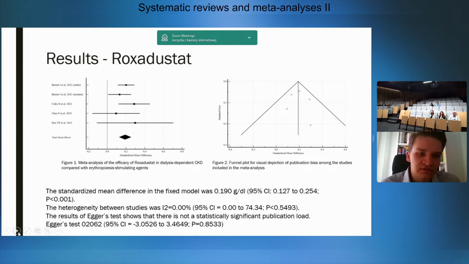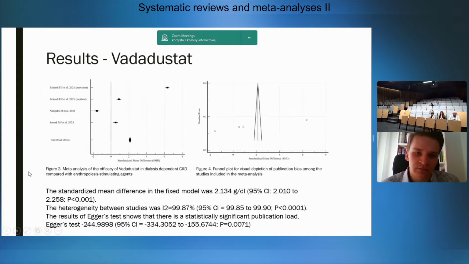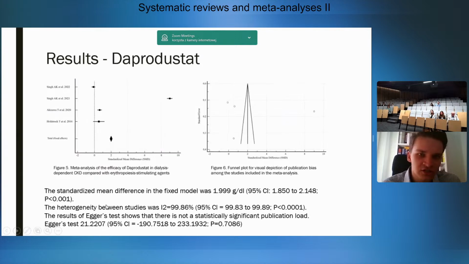Unfortunately, with the next drugs, vadadustat and daprodustat, we were not able to perform a meta-analysis. Here you can see in figure 3 and figure 4 the meta-analysis of the efficacy and the funnel plot of publication bias. Here the heterogeneity between studies was 99.87%, which was too high to perform a reliable meta-analysis. A very similar observation was made for daprodustat, in which the heterogeneity between studies was 99.86%, so very similar. Here, too, we could not perform the meta-analysis.